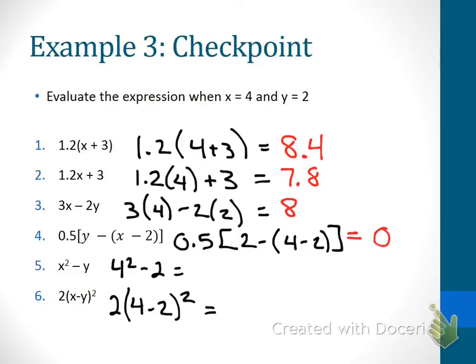All right, and then what about 16 minus 2? 14. And 4 minus 2 is 2. Squared is 4. 2 times 4 is? 8. Very good. Anybody get them all? All of them? Good job. Maybe you just didn't finish. Any questions if you maybe missed one? Anybody have a question? Anything at all?